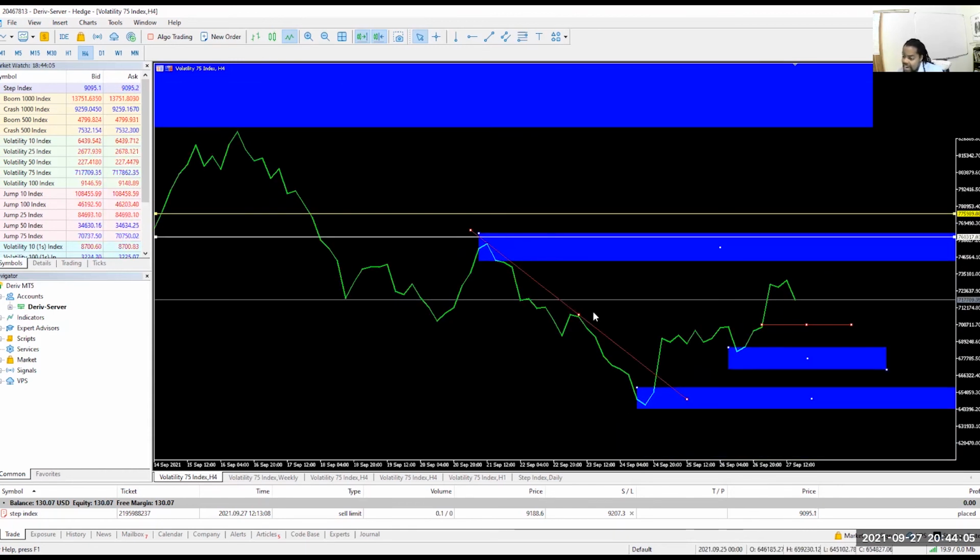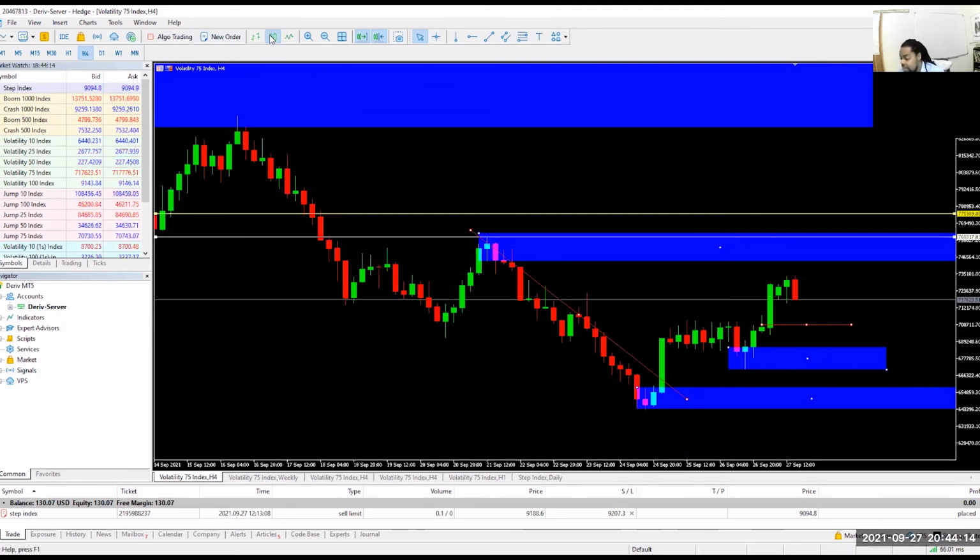Like for me, I like this. I like the fact that the bearish structure was broken. I like the fact that it was broken by this here. I really like that about it because that gives me hope. Yeah, that gives me hope.